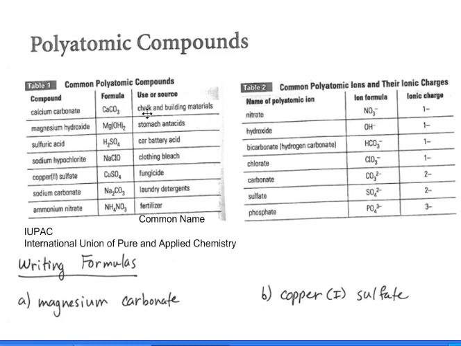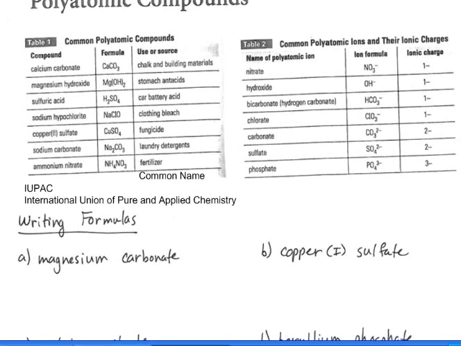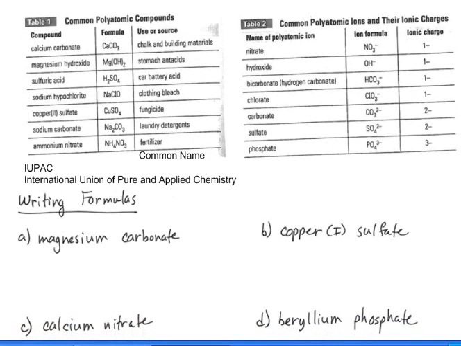So calcium carbonate, chalk and building materials, magnesium hydroxide, that is used as stomach antacid. So if you have an upset stomach due to acid buildup, you take that and it neutralizes that. Sulfuric acid is commonly known as battery acid, etc. So you can see the difference there. Now, writing formulas isn't really any different than we had on the ionic compounds sheet. You just have to realize that these are a group of atoms bonded together, and overall they have a charge.